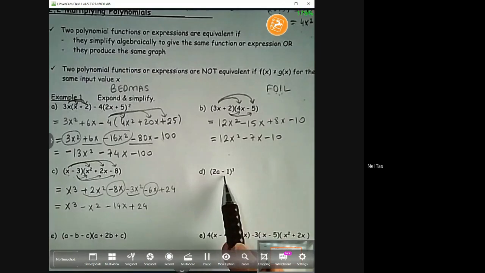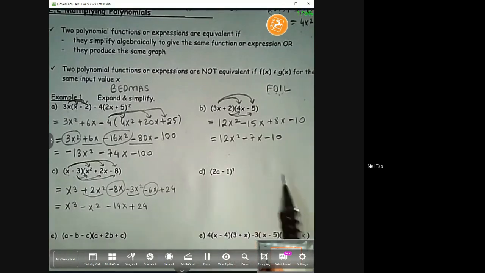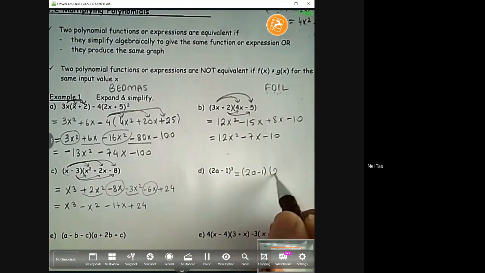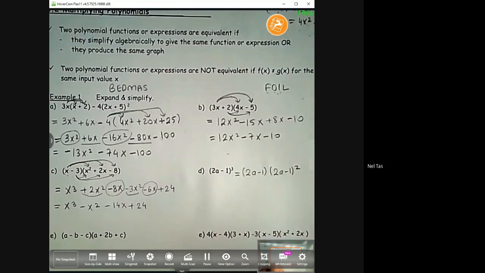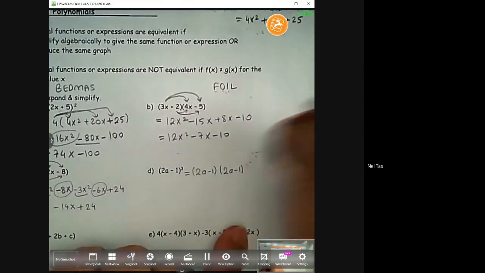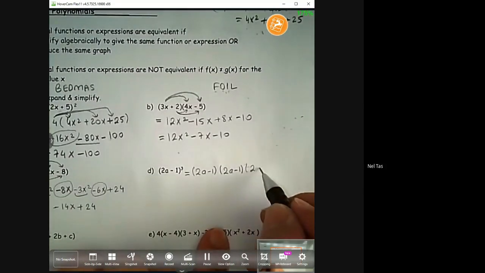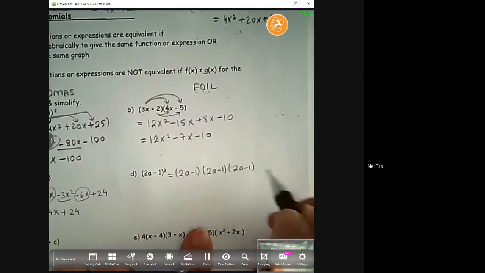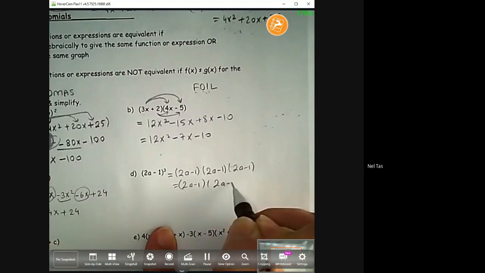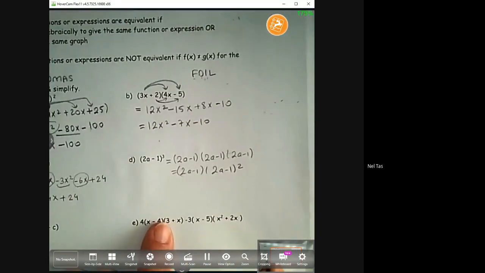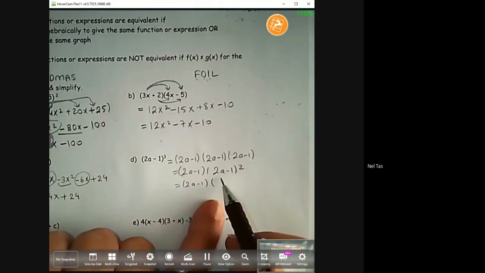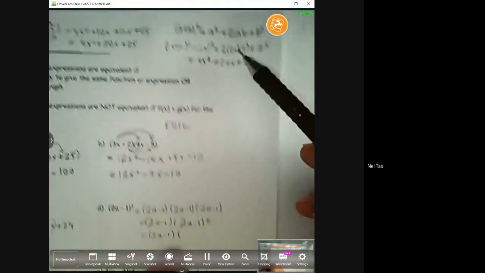Part D, we have 2a minus 1 cubed. So we can write this as 2a minus 1 times 2a minus 1 squared. Actually, this is 2a minus 1 times 2a minus 1 times 2a minus 1. Again, this is the same as 2a minus 1 times 2a minus 1 squared. I'm going to now take the square of 2a minus 1. I'm going to apply this shortcut.